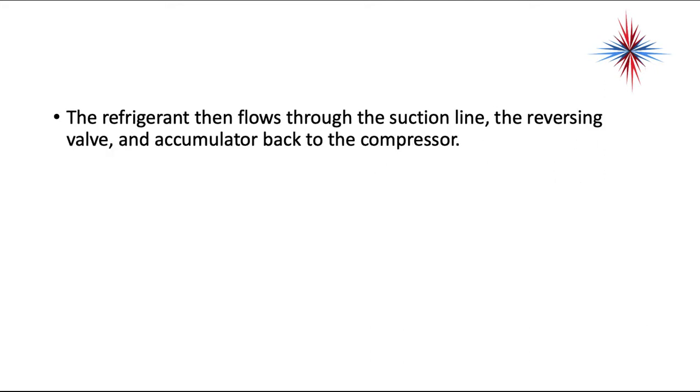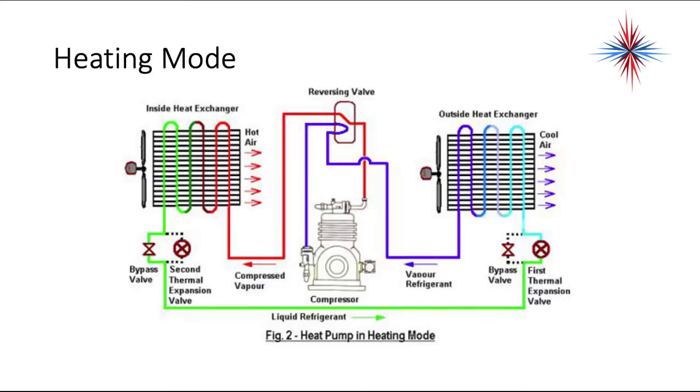The refrigerant then flows through the suction line, the reversing valve, the accumulator, and back to the compressor. So again, this is a heating mode diagram. Notice the outdoor coil is connected to the suction line of the compressor through the reversing valve. The U on that reversing valve is the reversing valve slide component that changes. The indoor coil is now getting the discharge gas from the compressor.